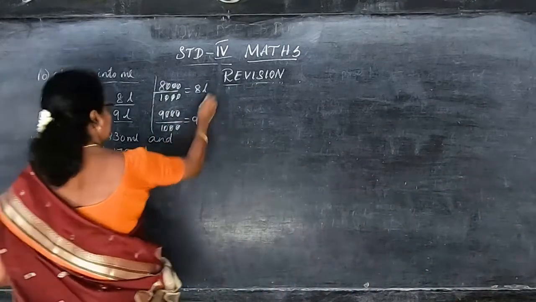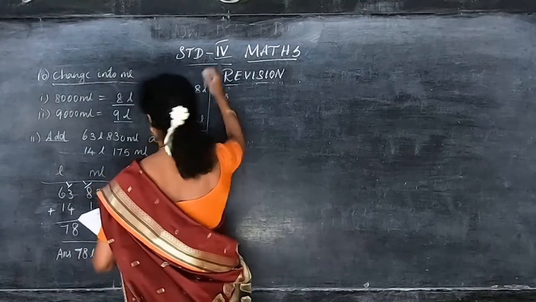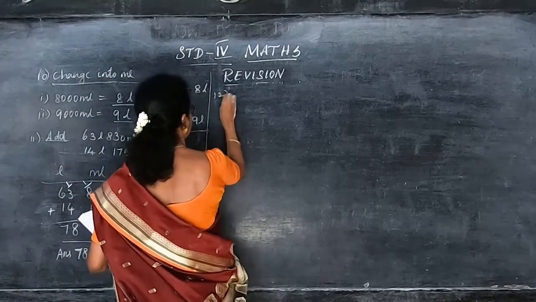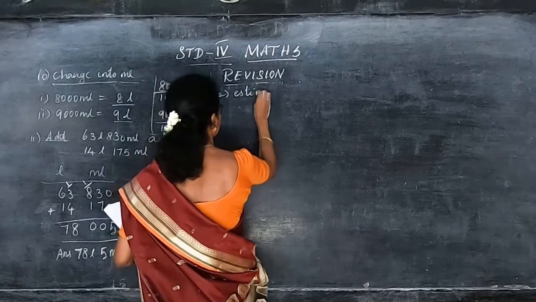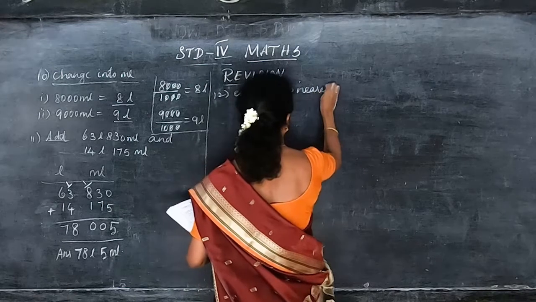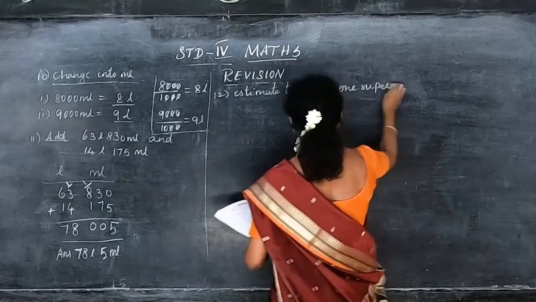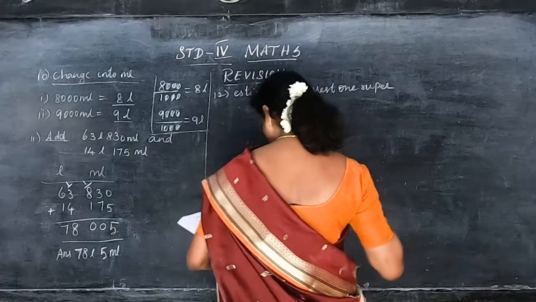Estimate to nearest 1 rupee. 12th sum. Okay. Estimate to nearest 1 rupee.